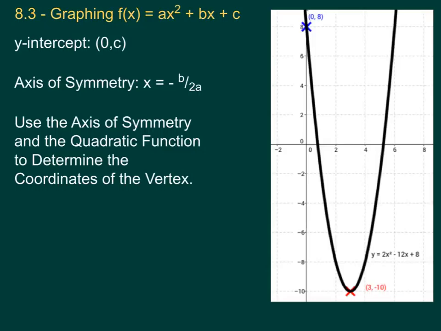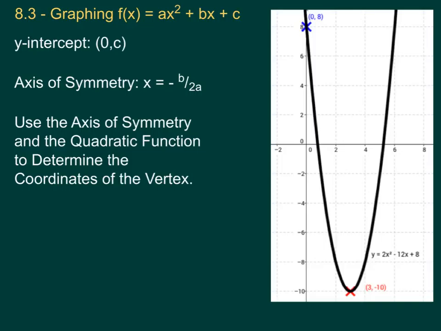Section 8.3, graphing f of x equals ax squared plus bx plus c. So we're finally up to the full standard form of a quadratic function here, ax squared plus bx plus c. We started just with the ax squared, then we introduced the constant, and now we're going to make it a little bit more complicated by including the bx. When we're given that equation, we can actually figure out some important information about the graph.